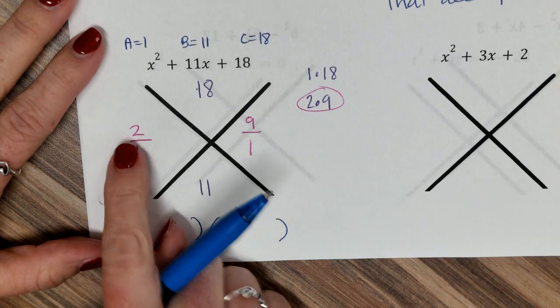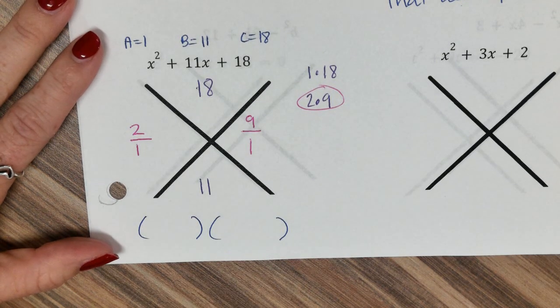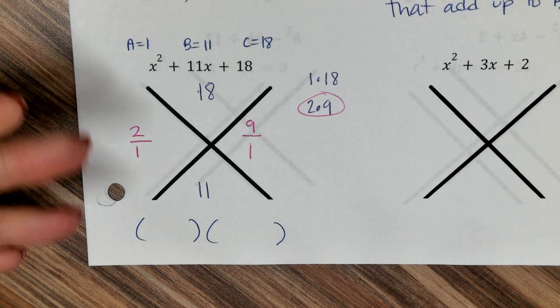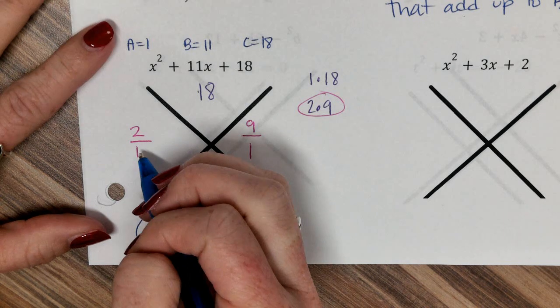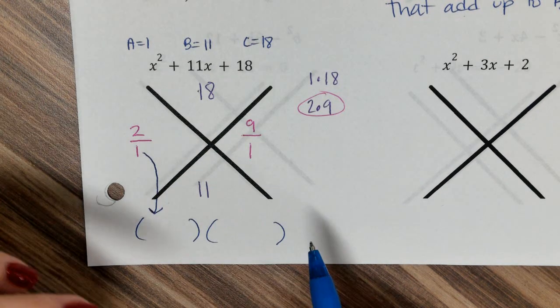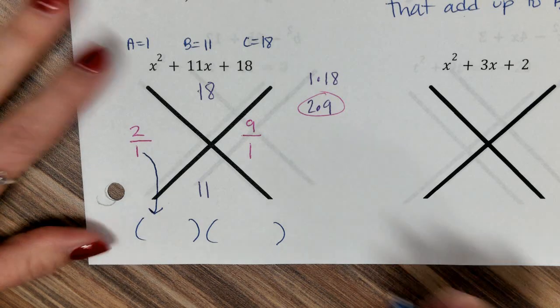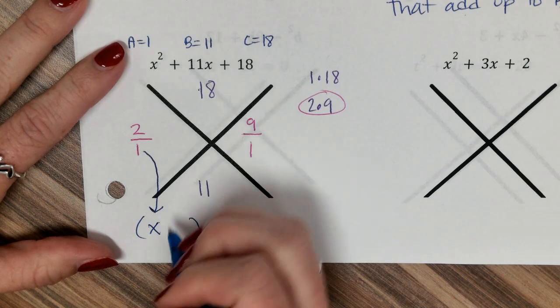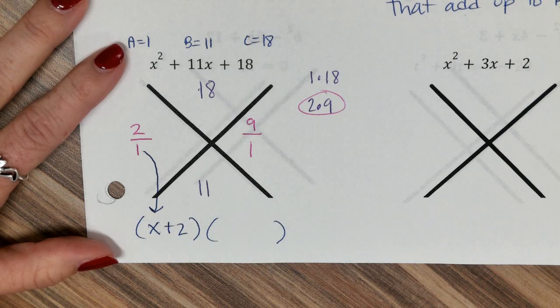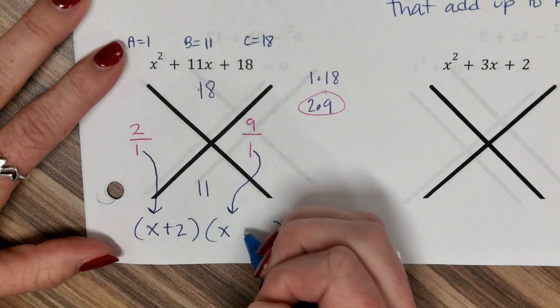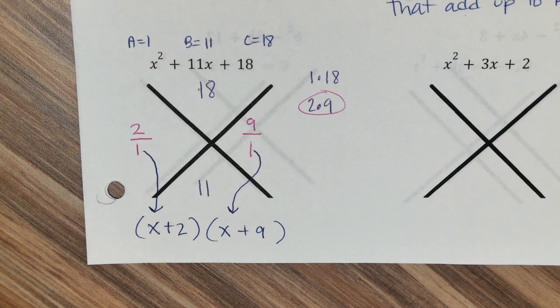And then you're going to drop these numbers in there. The bottom number goes first. I always say bottoms up just to remember that. So this number goes first, and it gets the x. So 1x is just x. And if this is positive, you put plus 2. And then this one, the same thing. This one goes first, so 1x, so x plus 9. And that's it. You have now factored that trinomial.